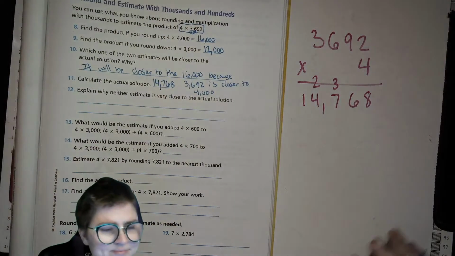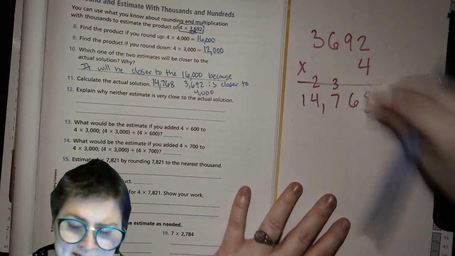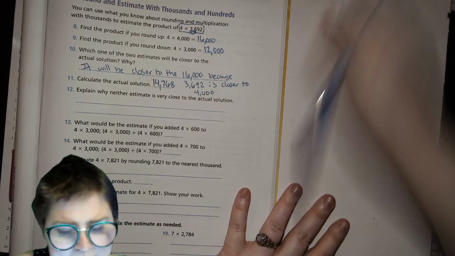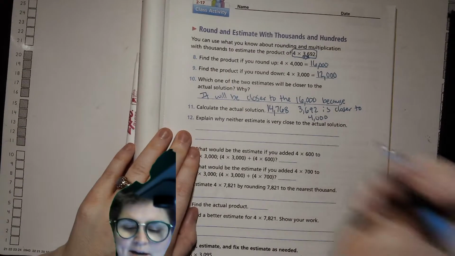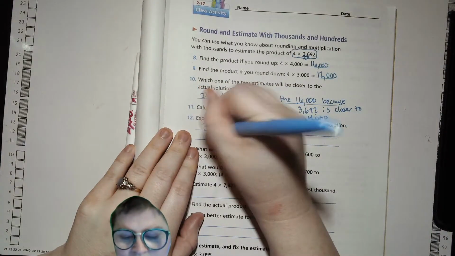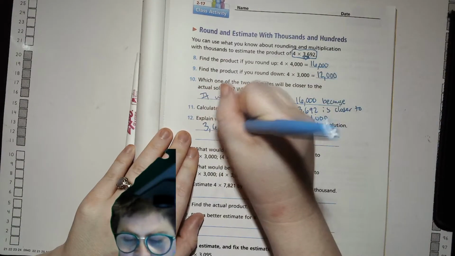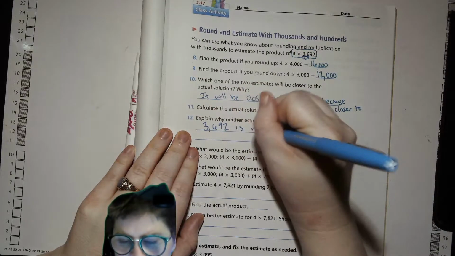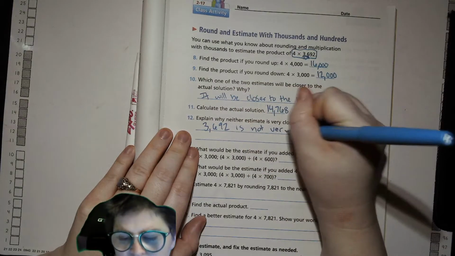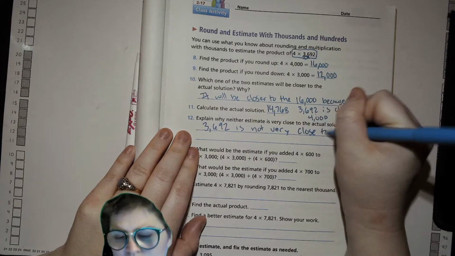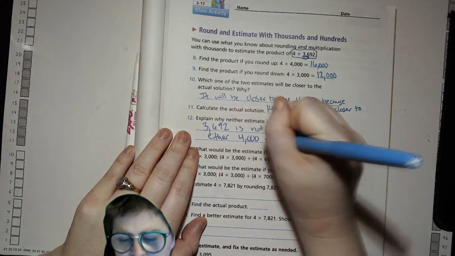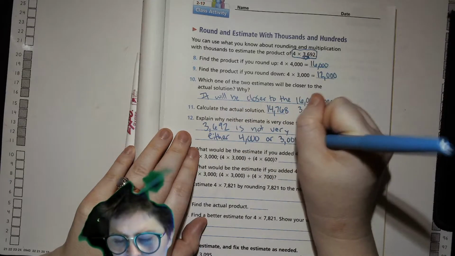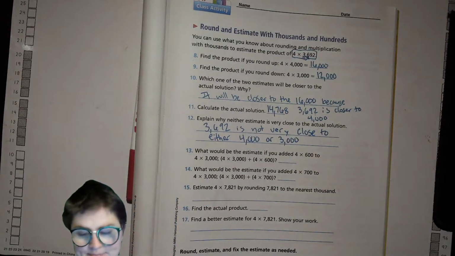And then the next question, we kind of already addressed it. Why is neither estimate very close to the actual solution? What do you think? I'm going to say 3,692 is not very close to either 4,000 or 3,000. Right? Okay.